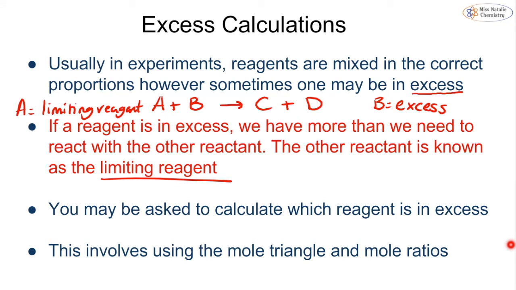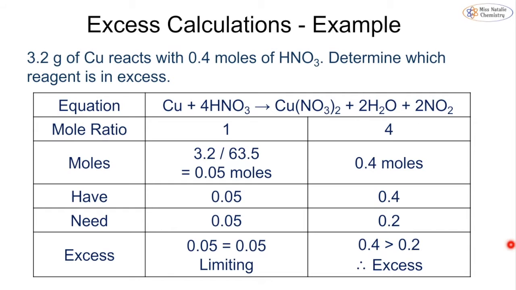Now, in an equation, you may be asked to calculate which reagent is in excess, and this involves using your mole triangle and using mole ratios. So again, let's look at an example. We have 3.2 grams of copper reacting with 0.4 moles of nitric acid. Determine which reagent is in excess. The first thing that we need is a balanced chemical equation. You must always have a balanced equation, or else you cannot do this question properly.